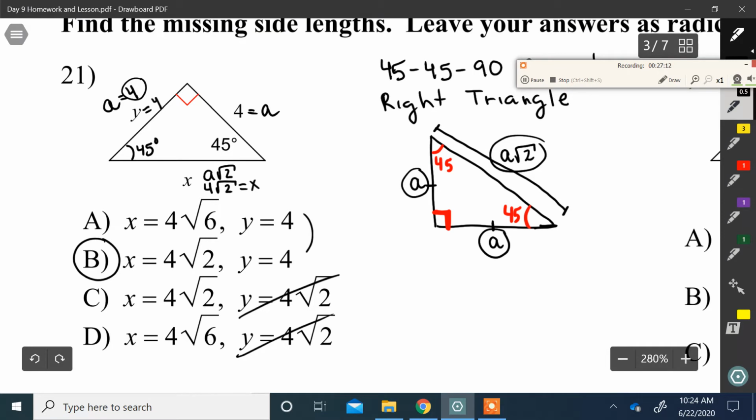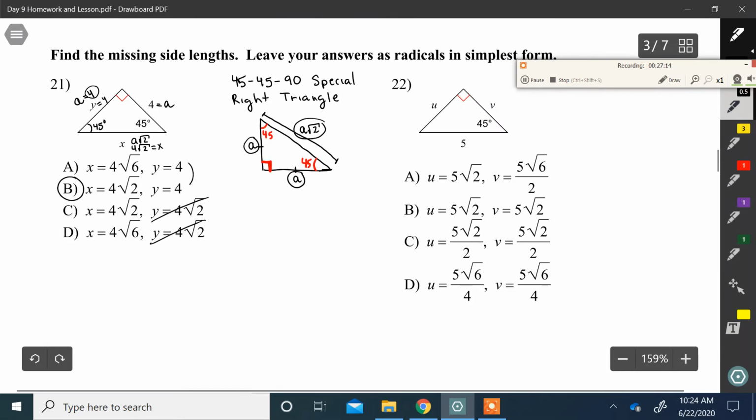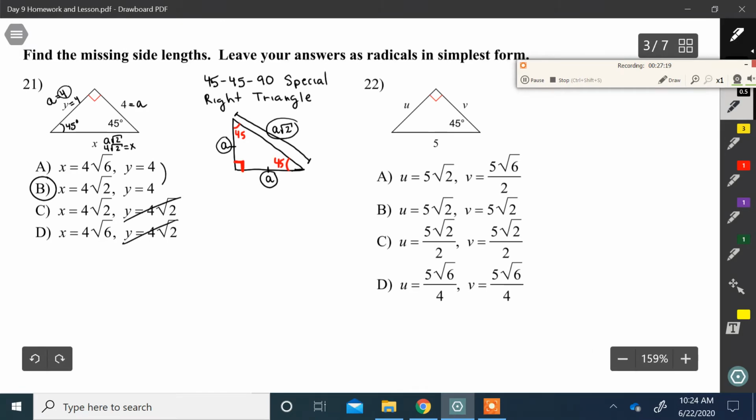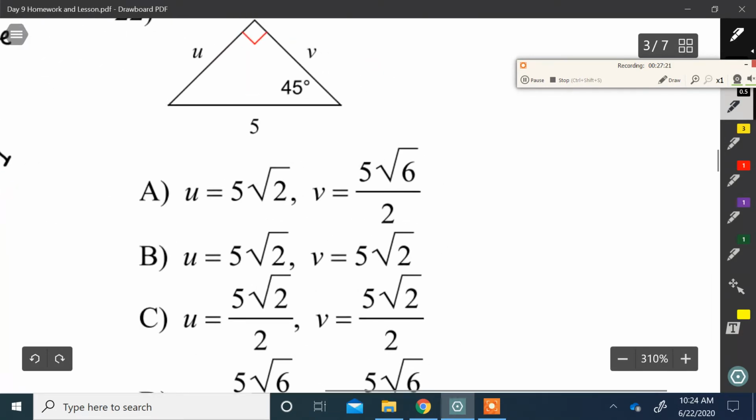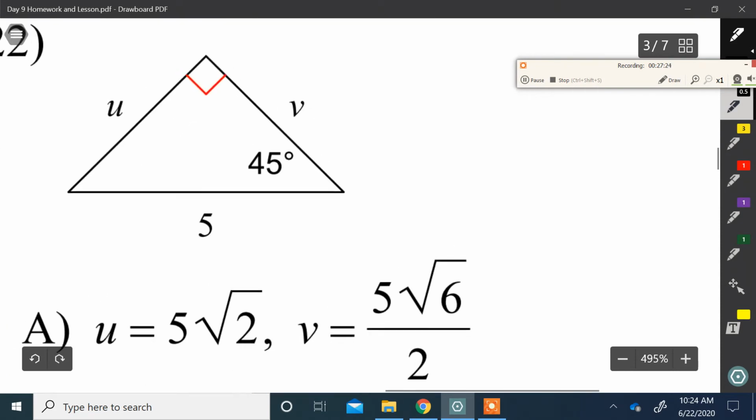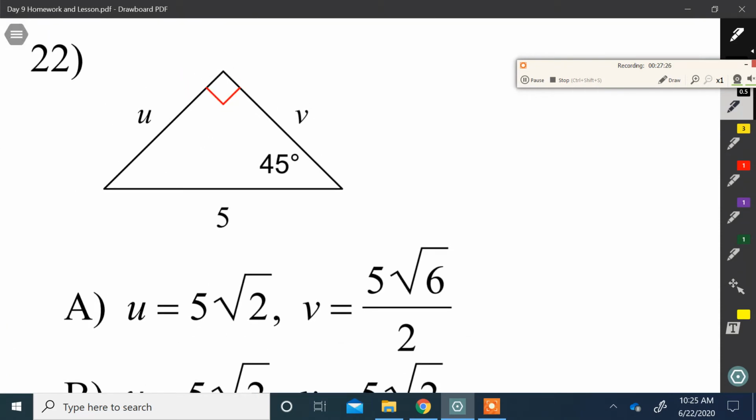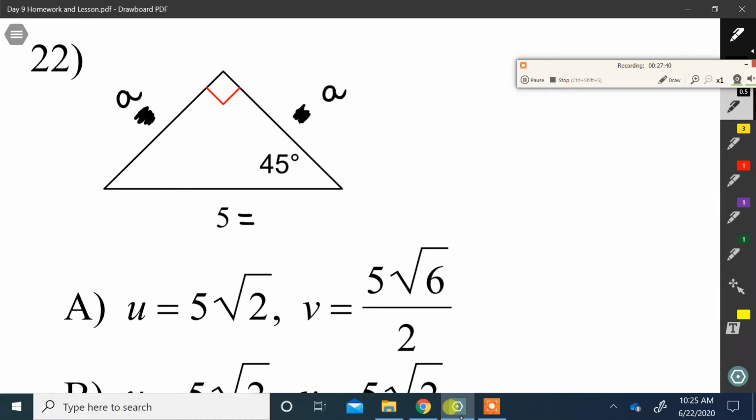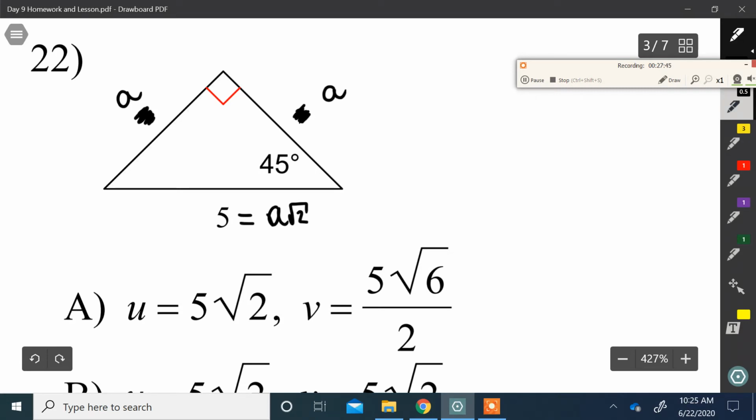Okay, all right, so I'll have you try number 22. Actually, number 22 is a little more difficult. Let me actually do that one for you. First of all, identify what you have. So let's identify this one as my A, and let's identify this one as my A. That means that this right here will be A square root of 2.